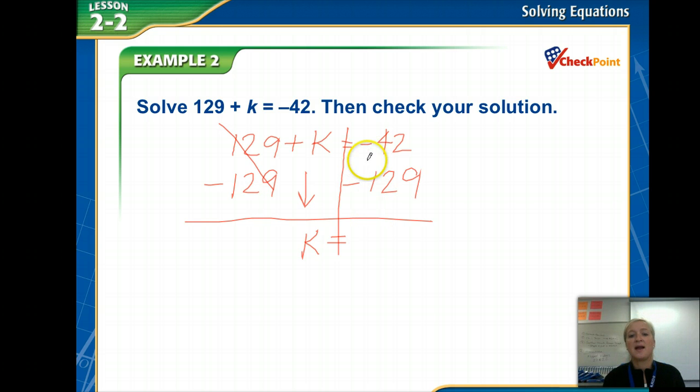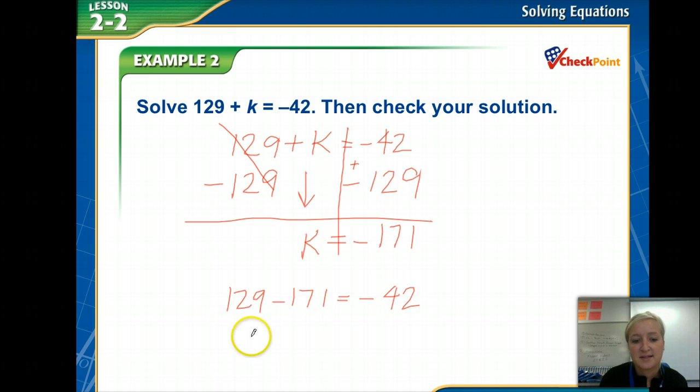Okay, so this is a negative 42. If you owe somebody $42 and you owe them $129, how much are you in the hole? You should have negative 171 for your answer. Again, these are like combining like terms. Negative 42 minus 129 will also get you the same answer. So very quickly down below, 129 minus 171 is going to give you negative 42.